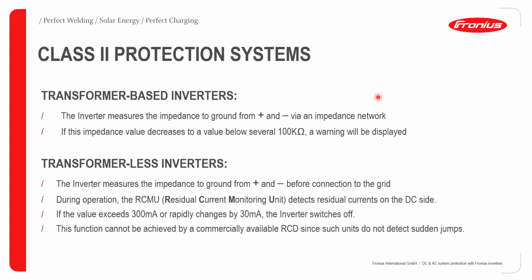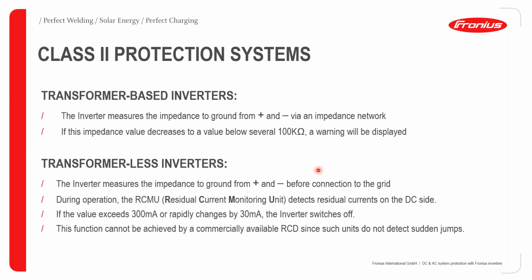Let's now have a look at the class 2 protection systems. For transformer-based inverters, the inverter usually measures the impedance to ground from the positive and the negative via an impedance network. If this impedance value decreases to a value that is below several hundred kilo ohms, then a warning is displayed in the inverter.